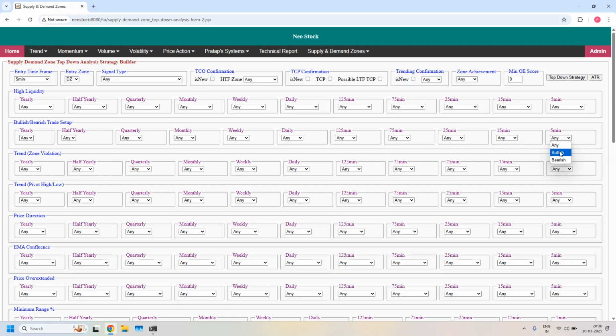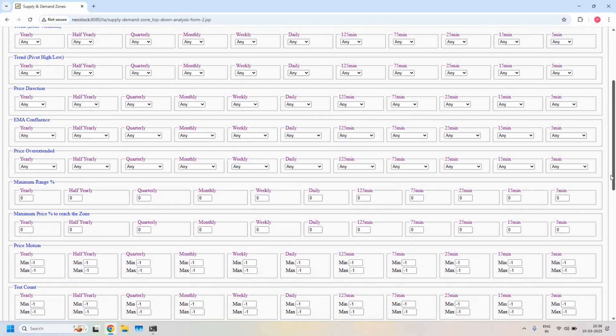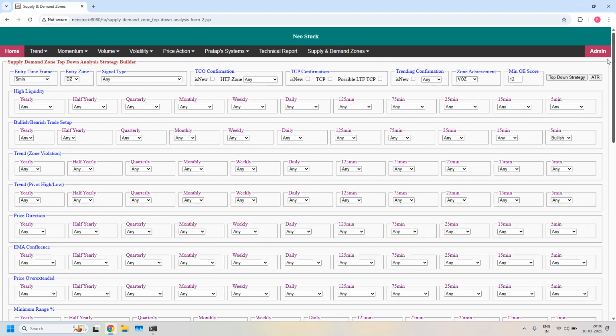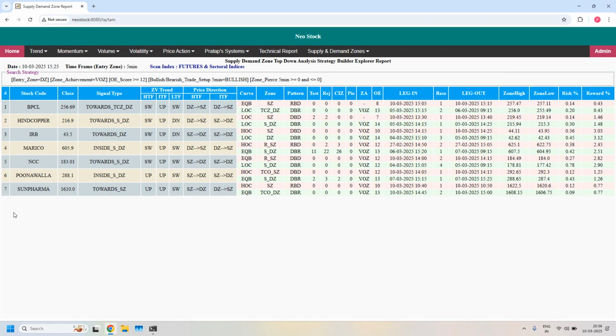In bullish or bearish trade setup at 5 minutes, I selected bullish. Zone achievement VOZ, minimum order enhancer score 12, and 5 minutes demand zone should not be pierced. So in the pierced count at 5 minutes, minimum value 0, maximum value 0. With these filters, we got 7 stocks. These 7 stocks are supporting bullish trade setup for hourly income trade.